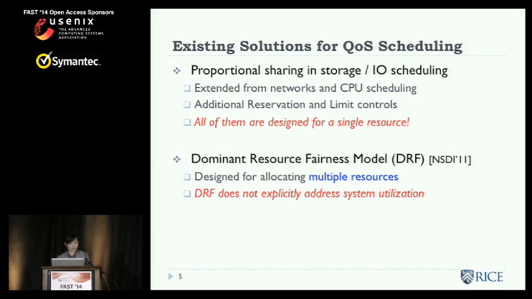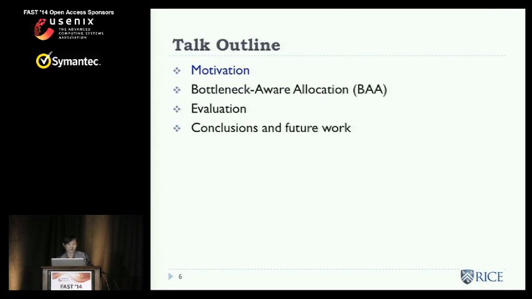There are some existing solutions for quality of service in IO scheduling that mainly provide proportional sharing. Some of the work provides additional reservation and limit controls, but all of them are designed for single resource allocation. There's a work called the Dominant Resource Fairness model, which we call DRF, proposed at NSDI 2011. This is designed for allocating multiple resources, but it does not explicitly address the system utilization problem. Next, we will motivate our work with several examples.